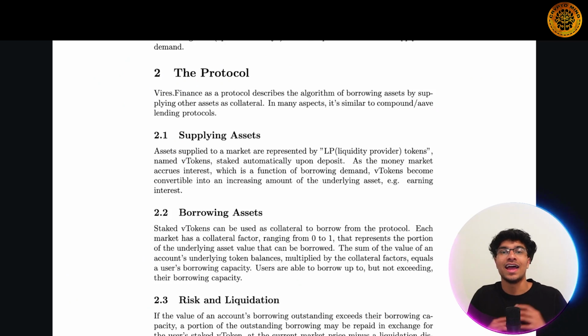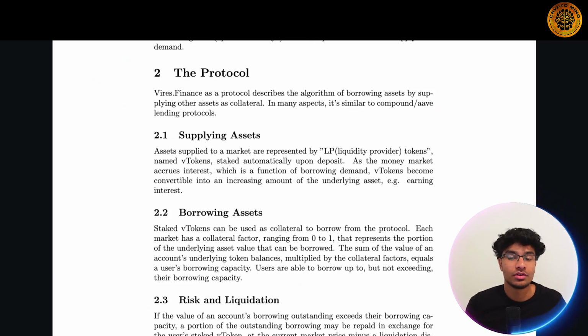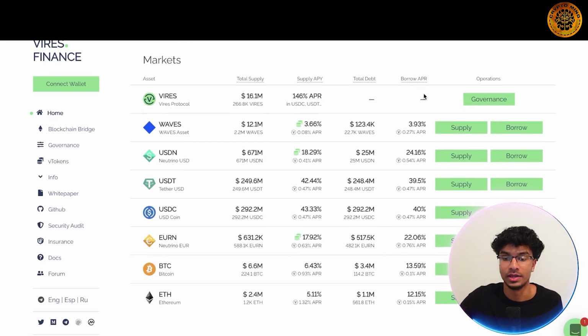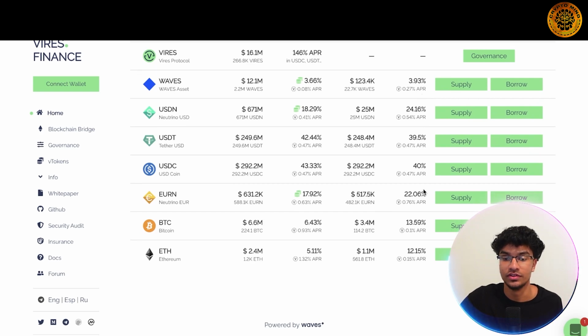Vires Finance as a protocol describes the algorithm of borrowing assets by supplying other assets as collateral. In many aspects, it's similar to the Compound and Aave lending protocols. Assets supplied to a market are represented by a liquidity provider token named V token, which is staked automatically upon deposit. As the money market accrues interest, which is a function of borrowing demand, V tokens become convertible into an increasing amount of the underlying assets, for example earning interest, which is shown over here under the APR percentage for each of these assets.